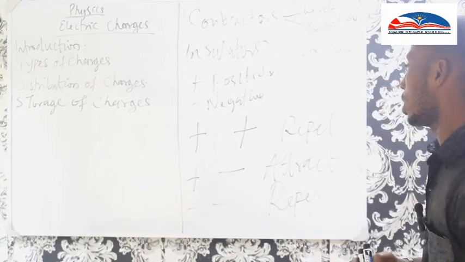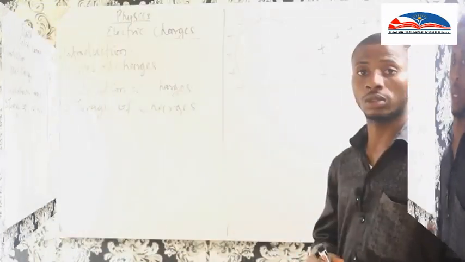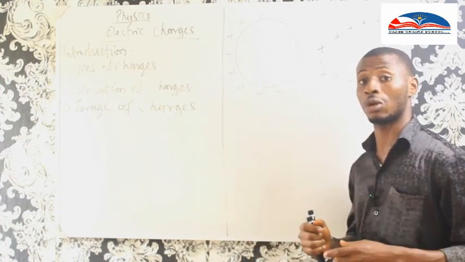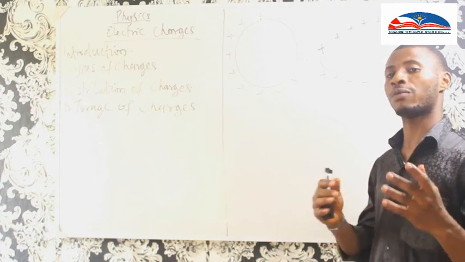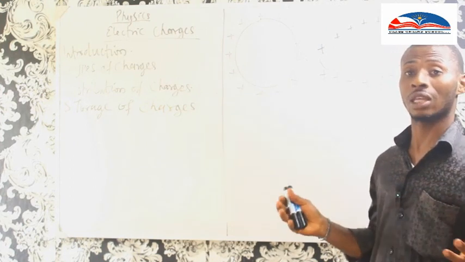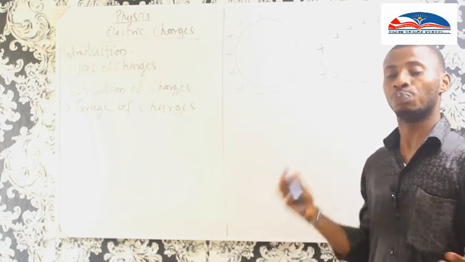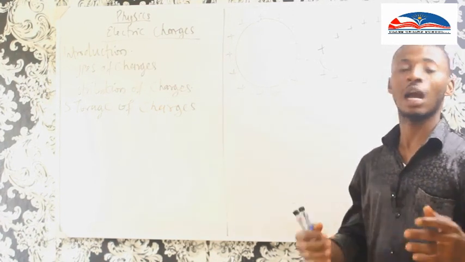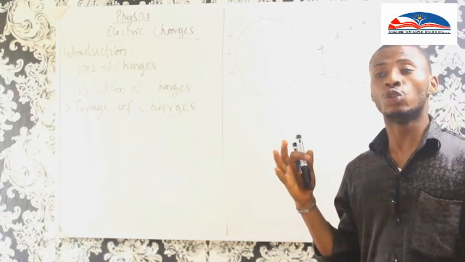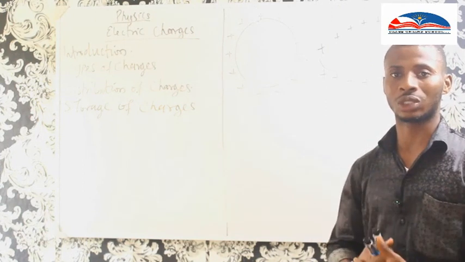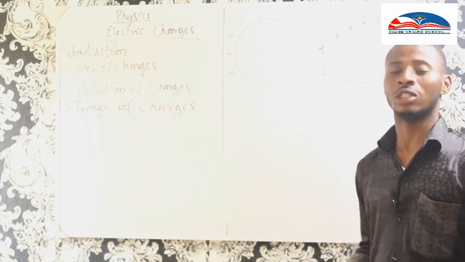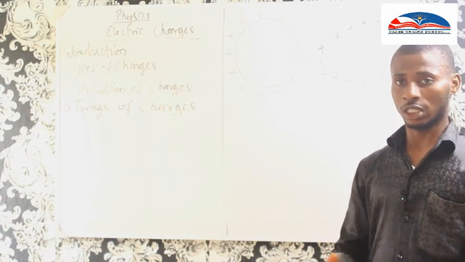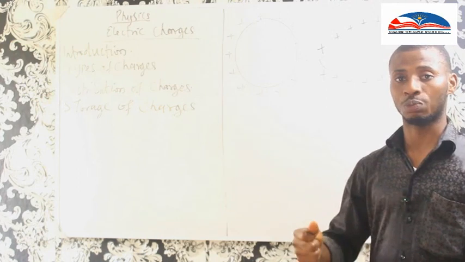The next thing we need to know is the distribution of charges. Before we get into that, we were talking about types of charges: positive and negative. Apart from these, there are some bodies that have no charge, into which we can put charge. We call that electrostatic induction of charges. This body has no charge at all, so you put charge into it through electrostatic force. Then the body becomes positively or negatively charged, depending on the charge that the electrostatic body has.